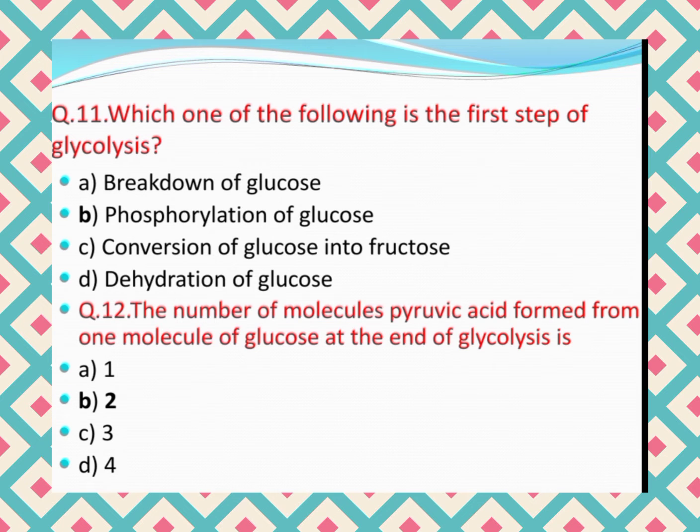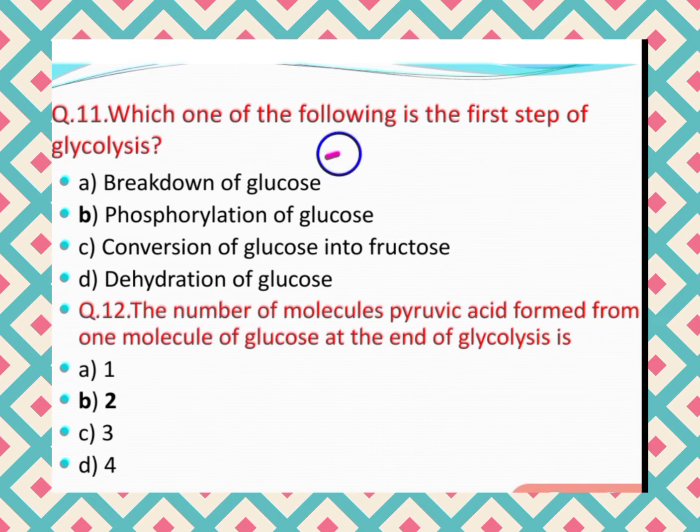Question number 11, which of the following is the first step of glycolysis? Option A breakdown of glucose, option B phosphorylation of glucose, option C conversion of glucose into fructose, and option D dehydration of glucose. Which will be the correct answer? The correct answer will be option B, phosphorylation of glucose.